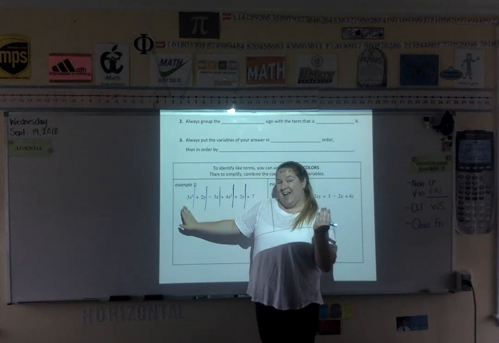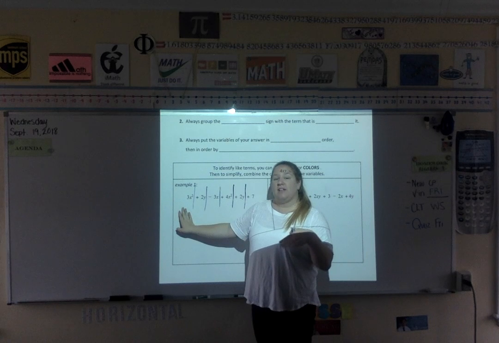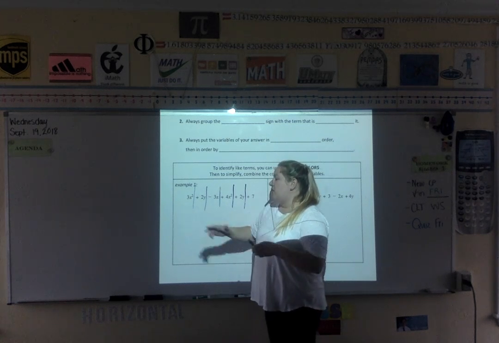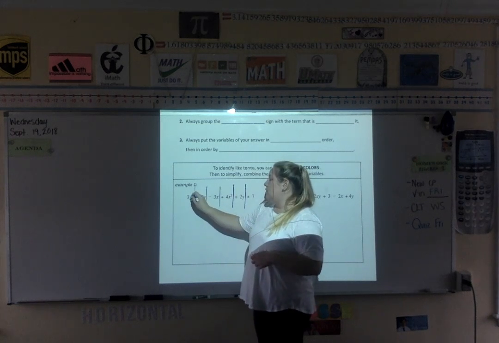So at the beginning we have 3x squared. So this one has an x and it has an exponent. It's the only term here with an exponent. So we know that that's going to go first. Okay? The other term is 4x squared. They're both positive. I'm going to circle them both.